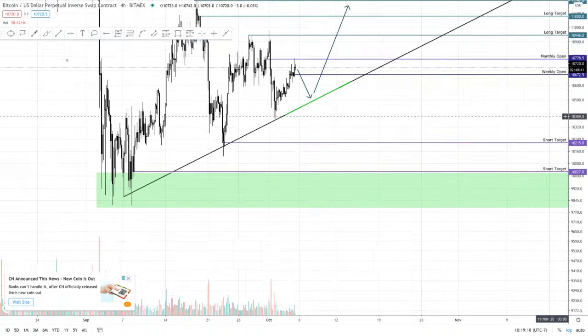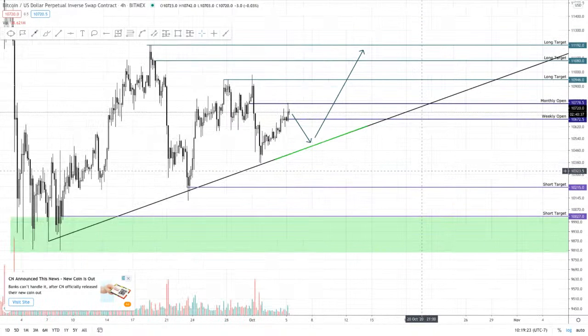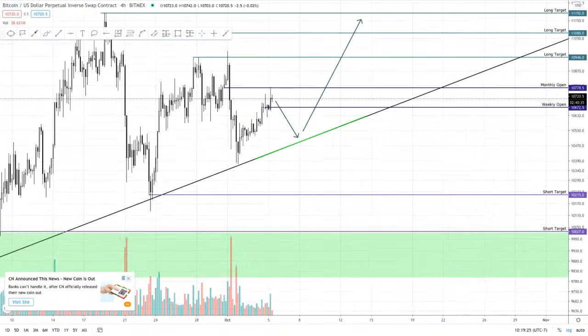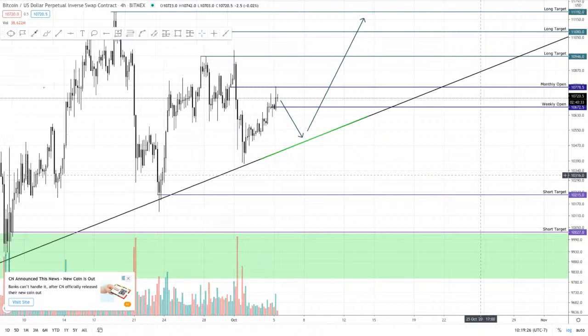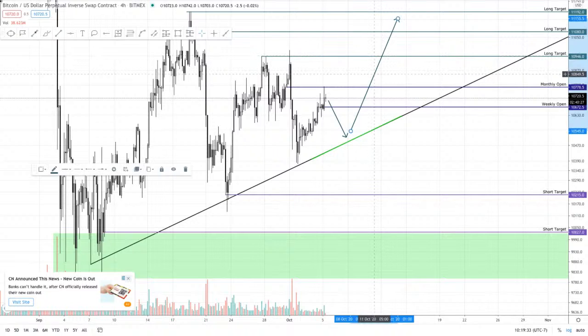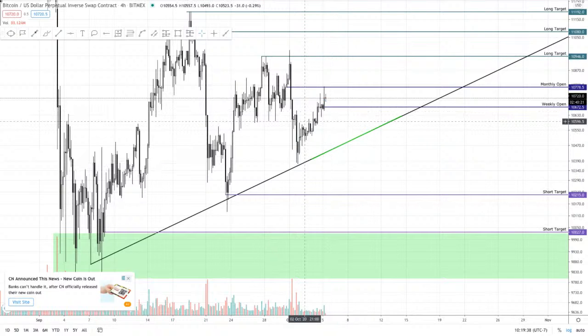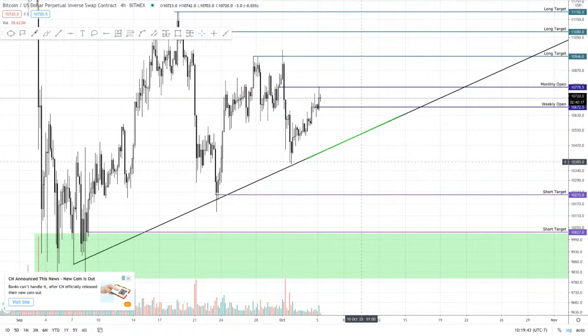So for now, for this week, I'm just going to trade the price action. If we get above 10,778, I'm going to long and target these long targets. If we lose the weekly open, then I'll be looking to go short from 10,672 to about 10,385.